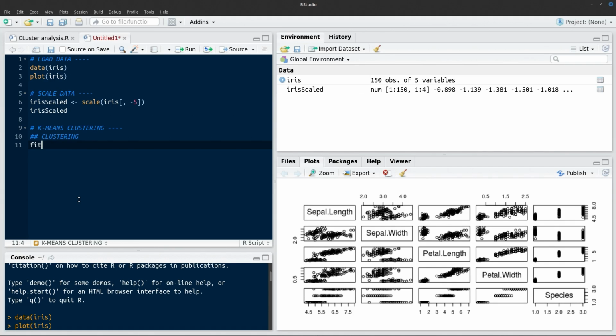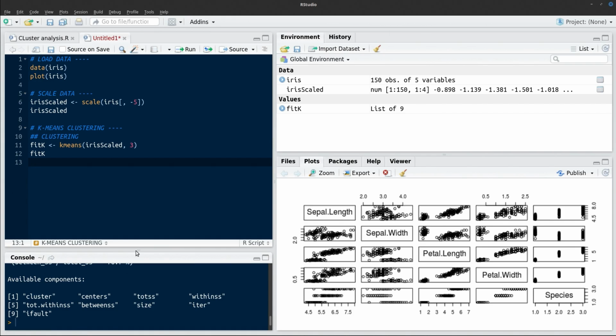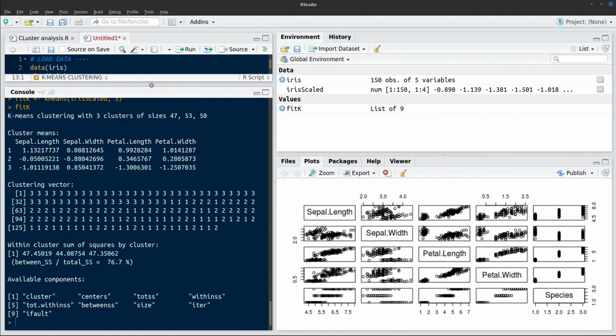So we're going to call our fit object fit K, and we run the algorithm using the Kmeans function, and we supply our data frame and we tell it the value of K. So we're going to start off with 3 because we know that there are 3 species within our data set, or because otherwise we believe that there may be 3 clusters. And if we run this and call the fit K object, then R tells us that we have K-means clustering with 3 clusters of sizes 47, 53, and 50.